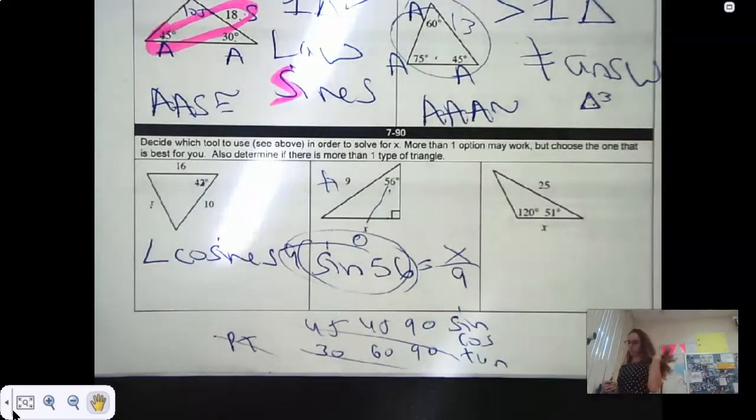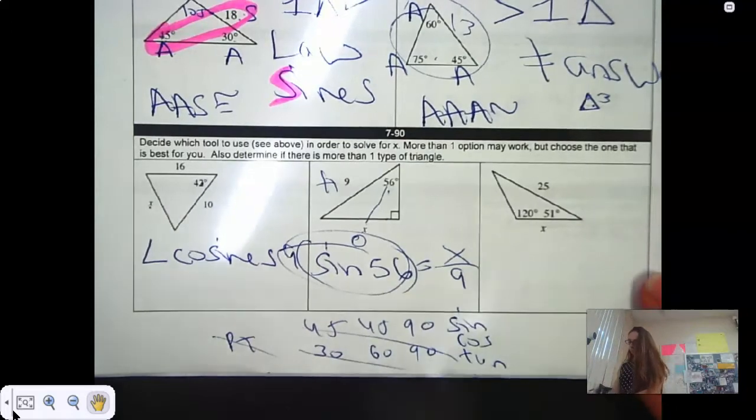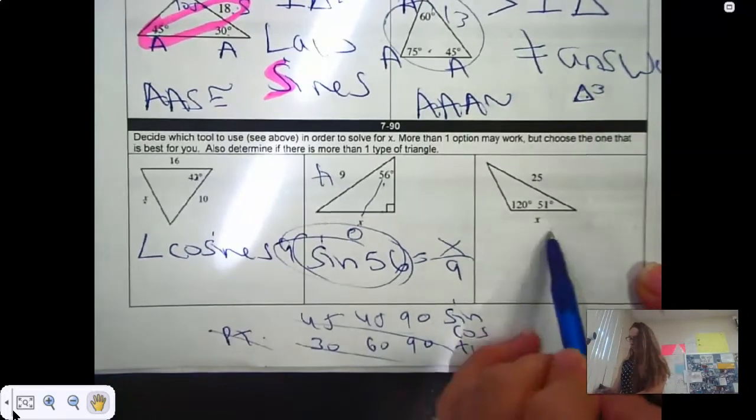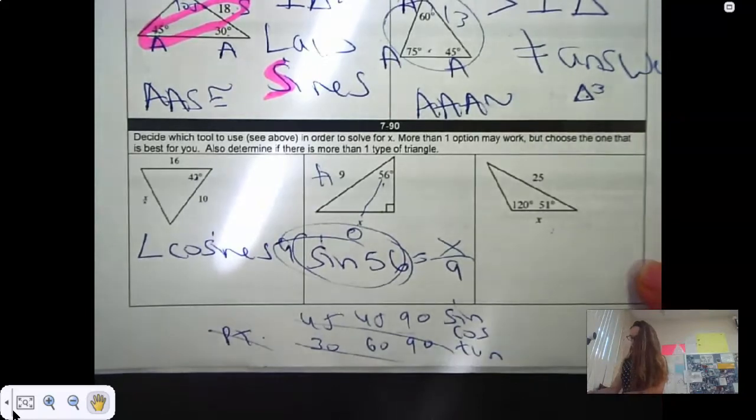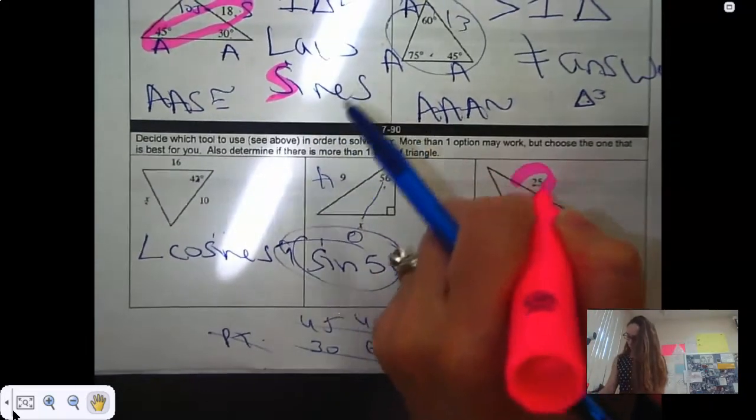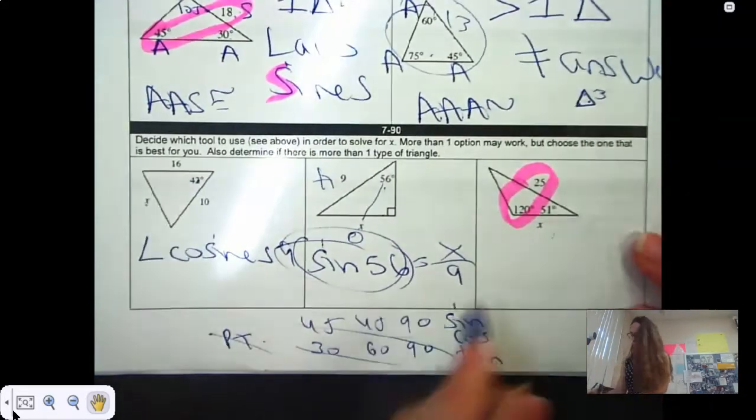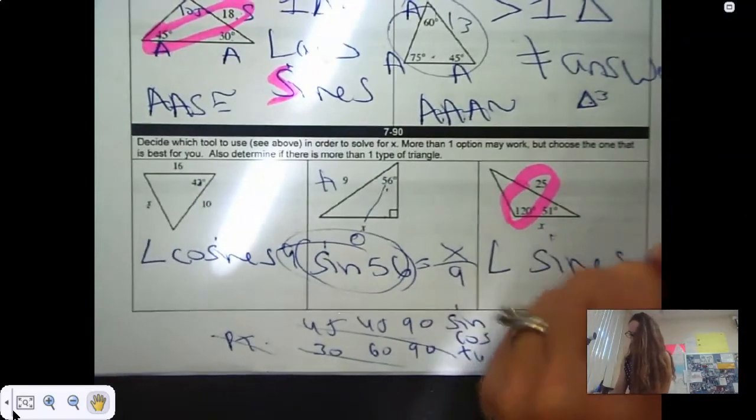Okay? Let's look at this one. Could I do any of these things for this? No, it's not a right triangle. There is a match. So I could do the law of sines.